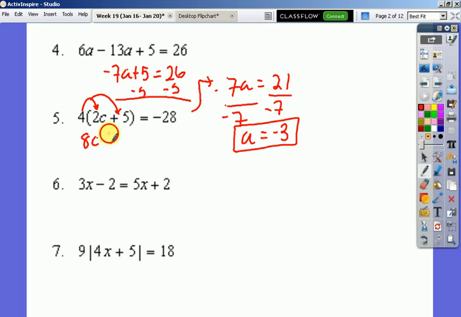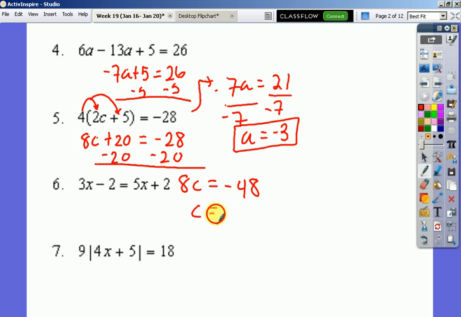So 8c plus 20 equals negative 28. So when I subtract 20 from each side, I get 8c equals negative 48. So c equals what? Negative 6. Negative 6. Okay. Any questions so far about linear equations, multi-step linear equations?